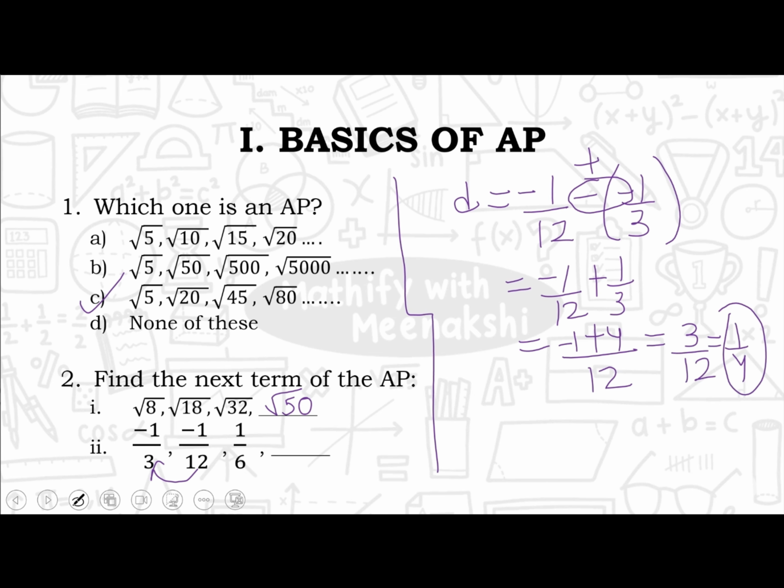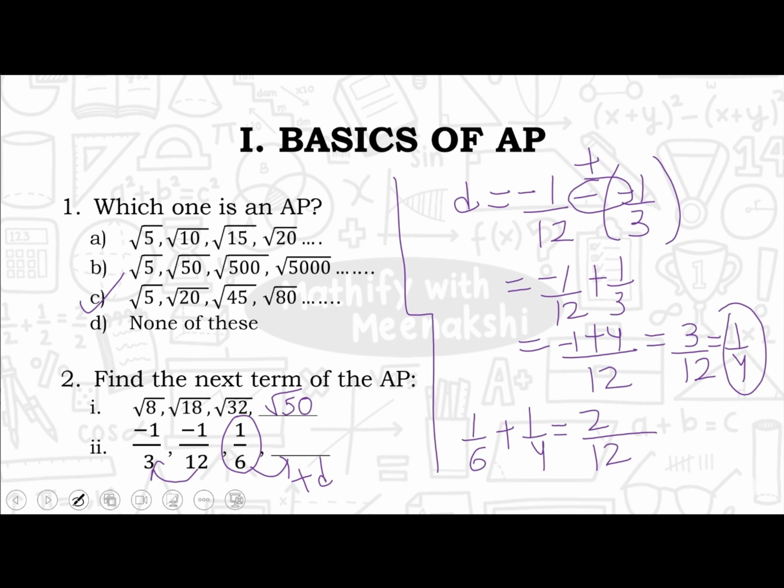Now what will you do to get your next term? You will simply add D with 1 by 6. So let's add 1 by 6 and D. As you know, when we add D, we'll get the next term. So 1 by 6 plus 1 by 4. Just take the LCM of 6 and 4, that is 12. Now 6 into what is 12? 2. So 1 into 2, 2.